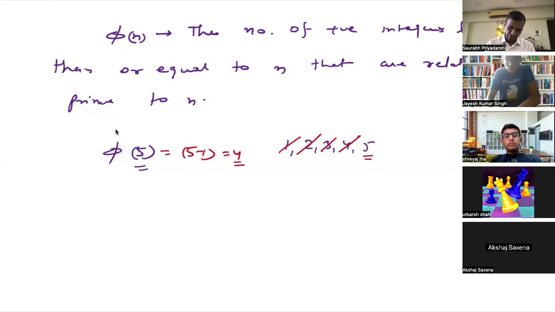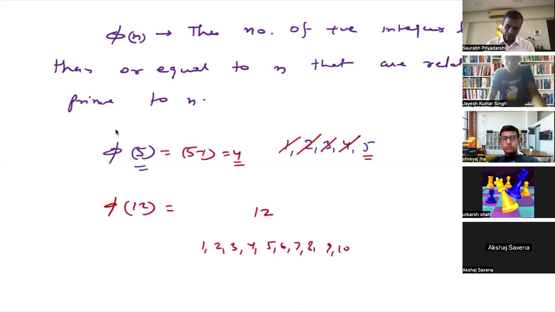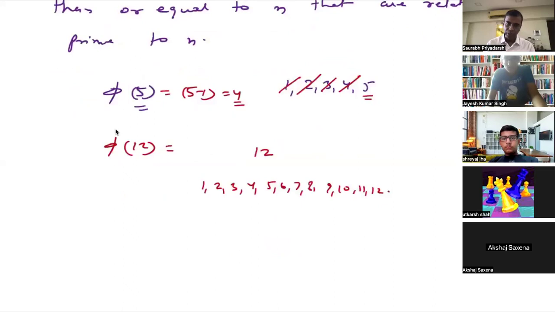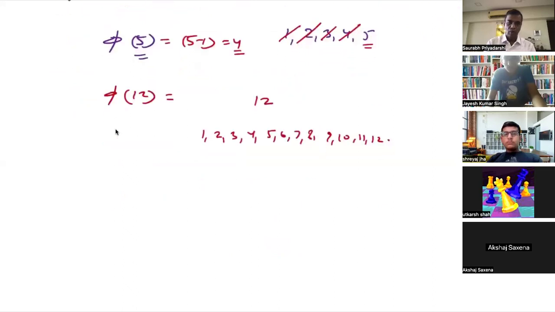If phi of 12, you have to find for the number 12. What is phi of 12? The number 12: 1, 2, 3, 4, 5, 6, 7, 8, 9, 10, 11, and 12. What are the numbers that are not divisible, or divisible, you can count. What is the value of phi of 12?